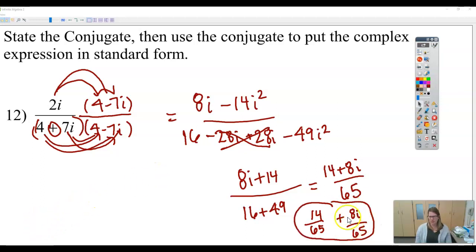So check for common factors again to see if you can reduce your fractions. I don't believe we can on this one. So go ahead and give some of these a try, and we will see you next time.